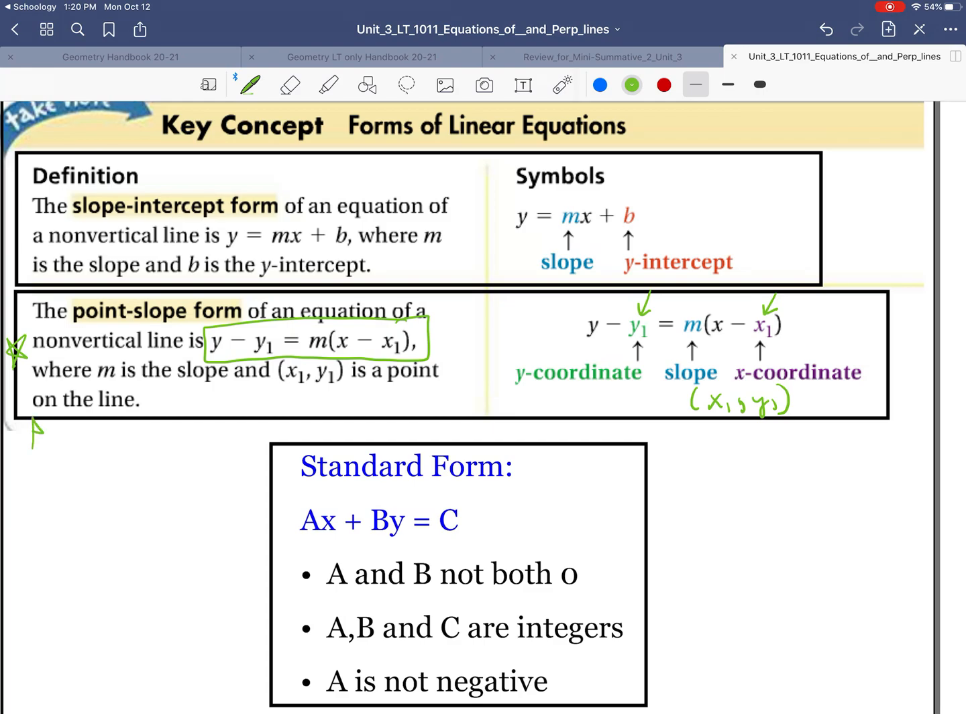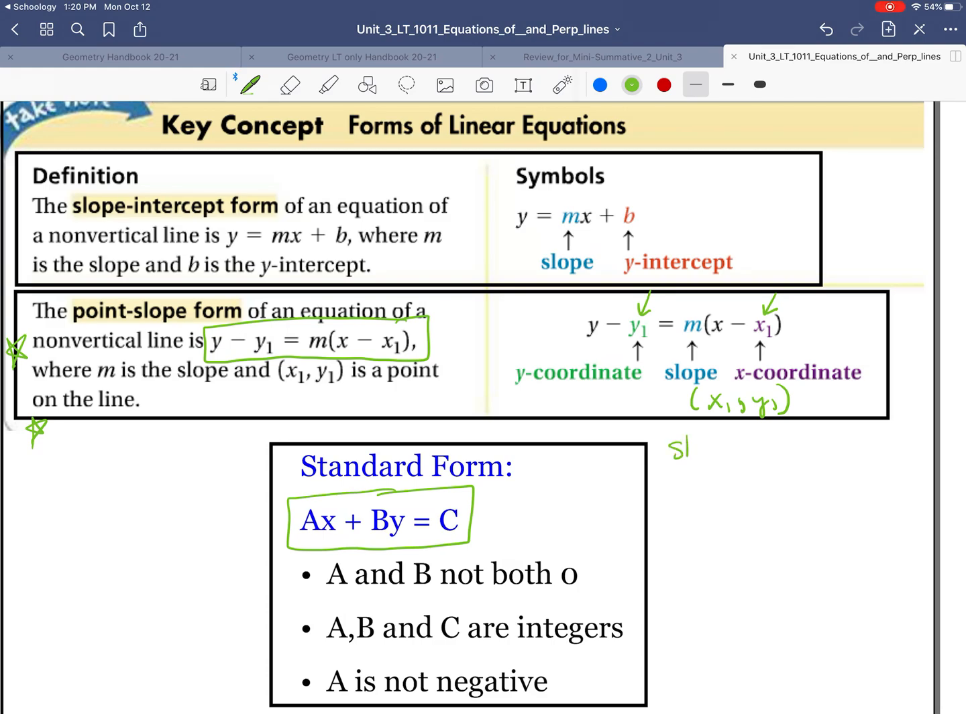Point-slope form is really good when you're given a point and your slope and you want to go to an equation of a line. Standard form is ax plus by equals c. A and b cannot both be 0, a, b, c are integers, and a is not negative. So having that practice of going from slope-intercept form to standard form is really important.